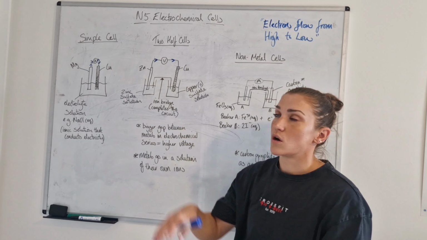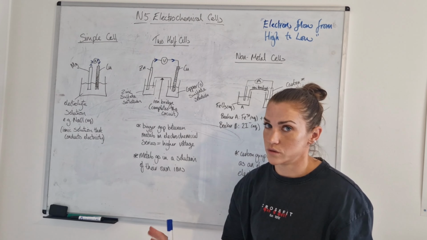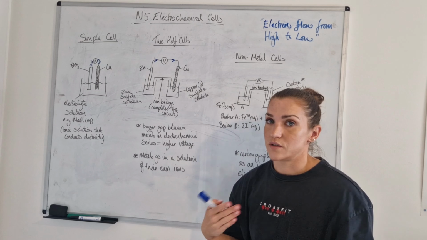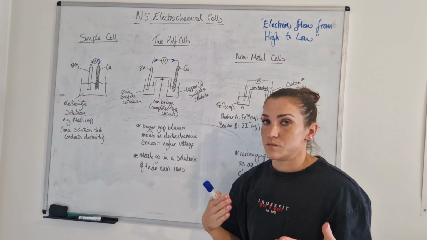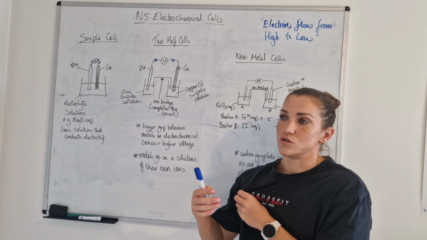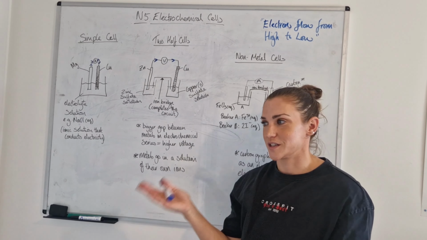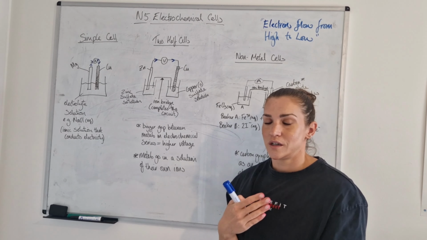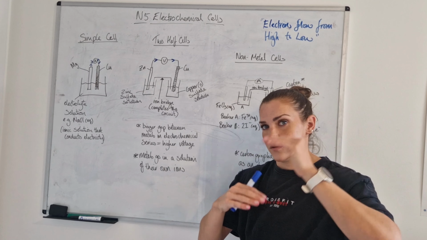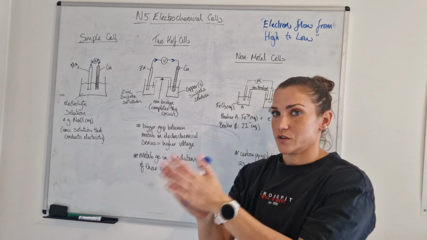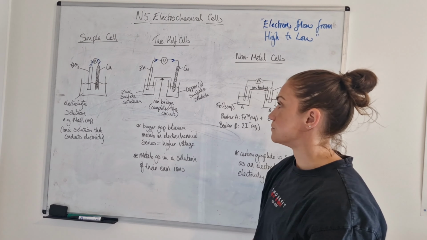So if this was copper and copper, the voltage would be 0, because there's no difference in reduction potential, as we call it. So there's no reason for one of the coppers to give electrons to the other copper, and there needs to be a difference in reduction potential in order for the electrons to actually flow.